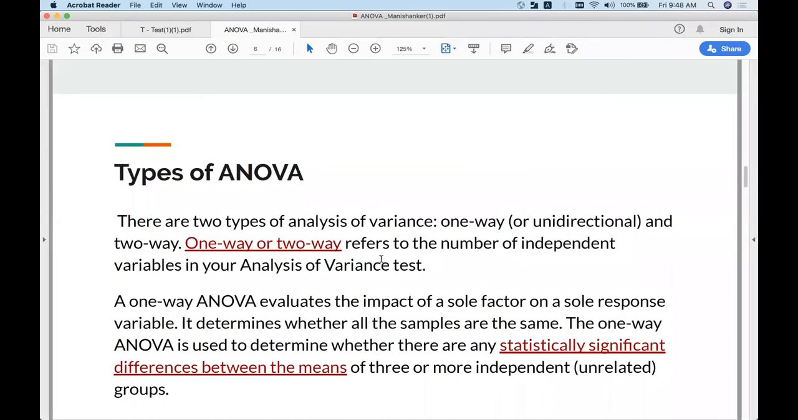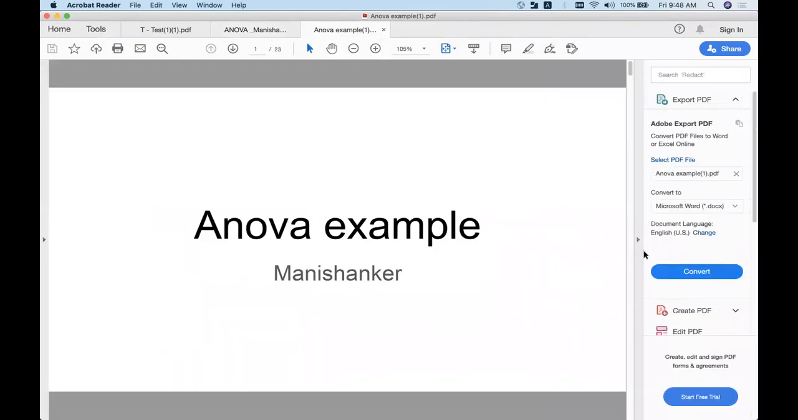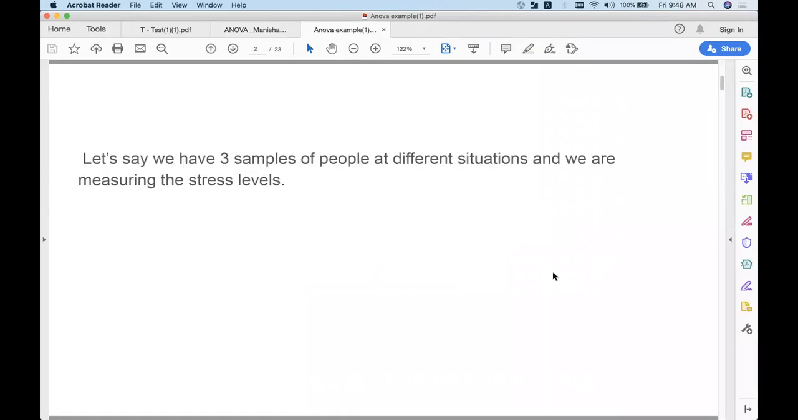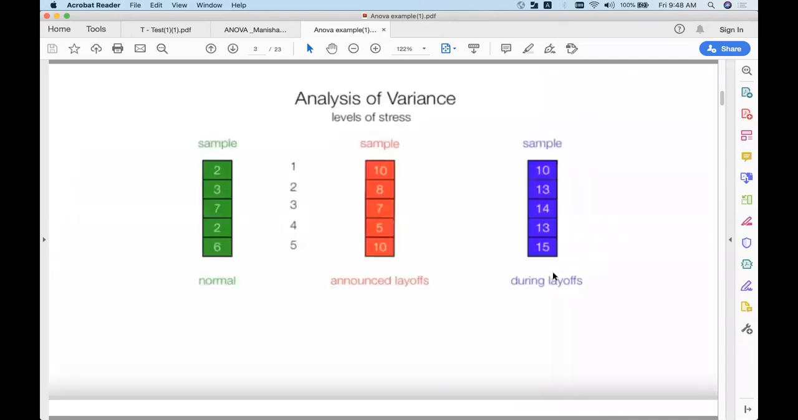So let's actually see an example so that you guys will understand what is happening. Let's say we have 3 samples of people at different situations and we are measuring the stress levels. Now let's see how we can use ANOVA here. What am I measuring? I'm measuring levels of stress. Now what are the 3 situations? Yeah, we all can relate to this.